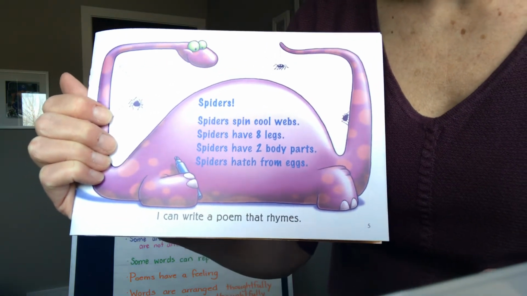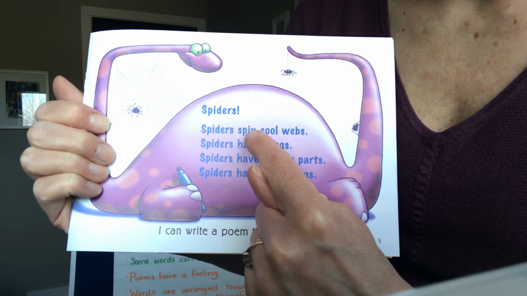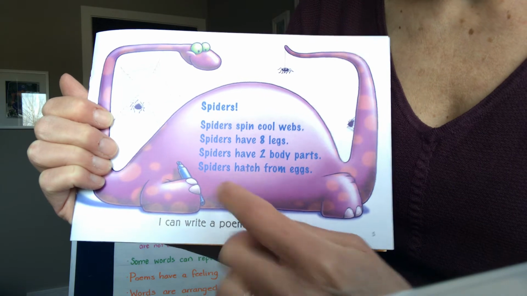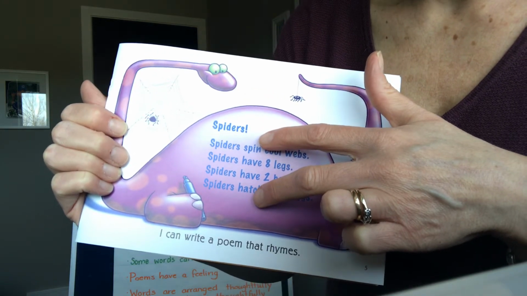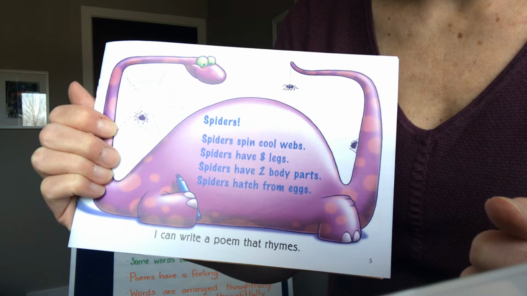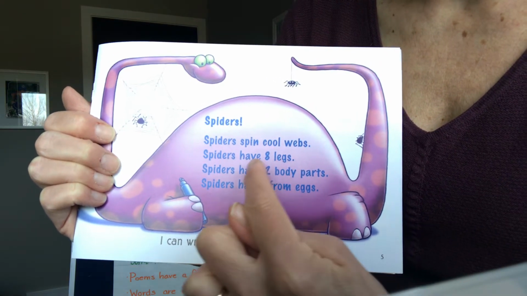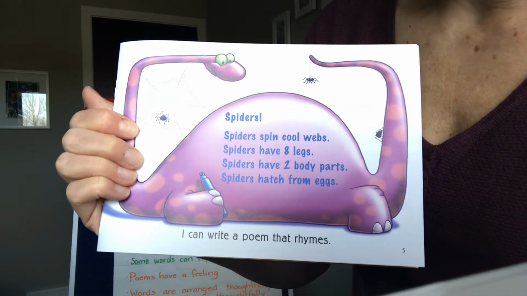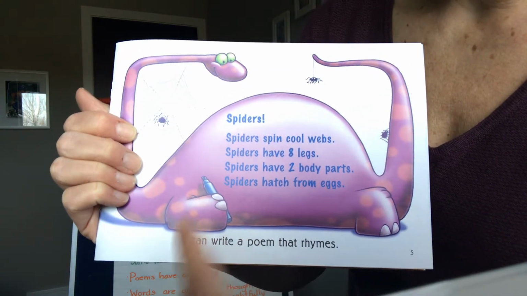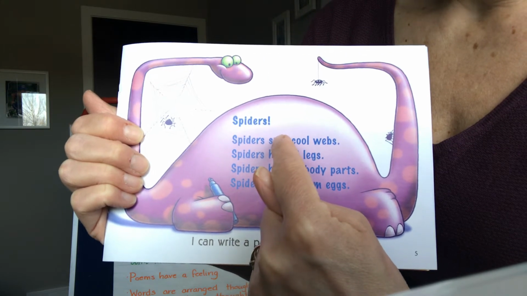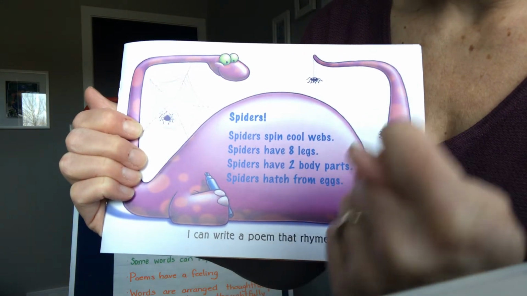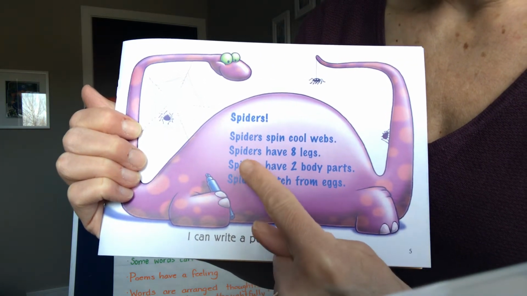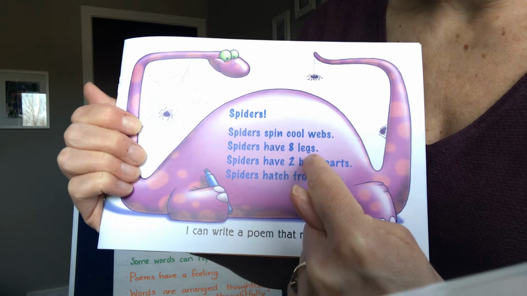And then if you look at how they arrange their words here, look, spin, have, and hatch. So the top 2 lines are different, but the middle lines have the same word. They also have and then a number, have and then a number. So if you wanted to copycat this kind of poem, you could maybe do one that is about cats. Cats chase after mice. Cats have 4 legs. Cats have 2 pointy ears.